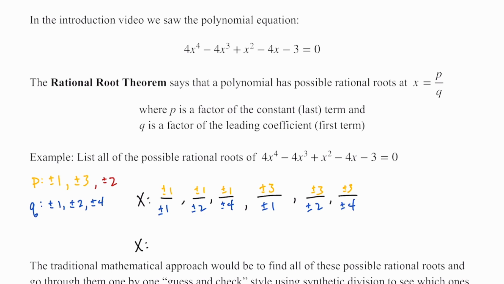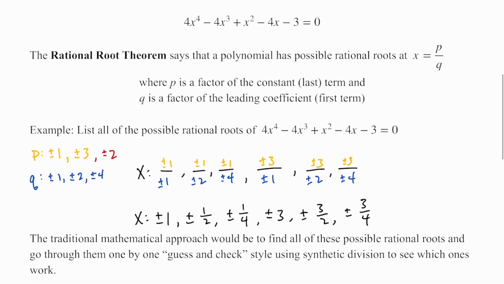So if I take these and simplify the fractions, this first one turns into just plus or minus 1, plus or minus 1/2, plus or minus 1/4, plus or minus 3, plus or minus 3/2, and plus or minus 3/4. That there is a list of all the possible rational roots for this polynomial. Let's take a look at the calculator and verify that.